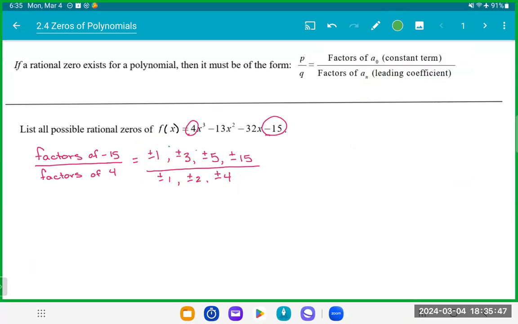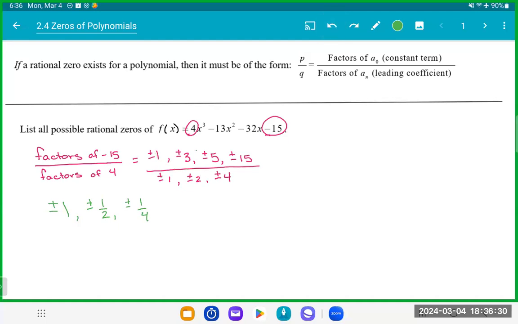I can have plus or minus 1 over plus or minus 1. Well, that really is just plus or minus 1. So our first one will be just plus or minus 1. Then I can have plus or minus 1 over plus or minus 2, which would be plus or minus 1 over 2. And then plus or minus 1 over 4, right? Do you see how we're just building out all of these possibilities? We're putting each one of these with the other.